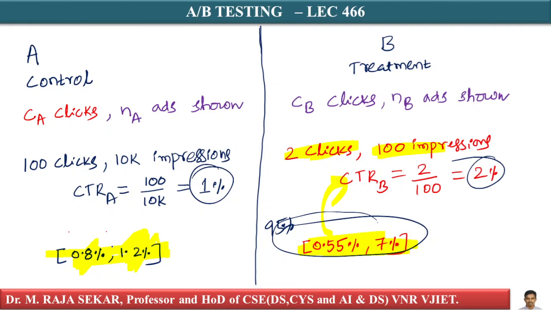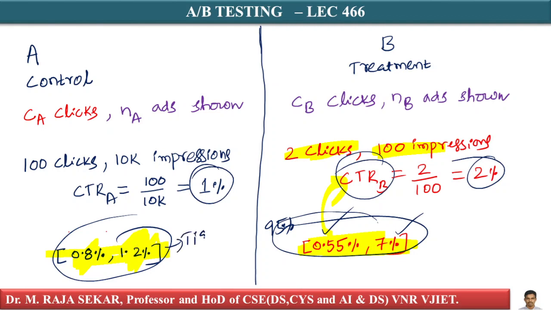If I repeat this experiment, 95% of the times I will see CTR of B lying between 0.55% and 7%, which is wider compared to the CTR of A confidence interval. This interval is much tighter. This is a tighter confidence interval, and this is a wider confidence interval.